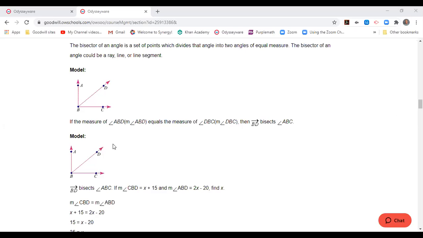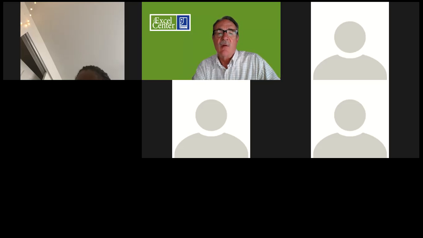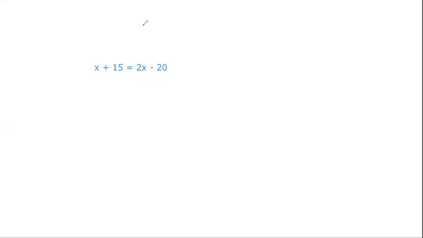So this angle is most likely acute or obtuse. Probably acute. Probably two acute angles that make up one acute angle. So let's go back to the equation that I set up. Nate gave it to me. So solving for x now. If I take away x from both sides, I end up with 15 equals x minus 20. Now add 20 to both sides, I get 35 equals x.